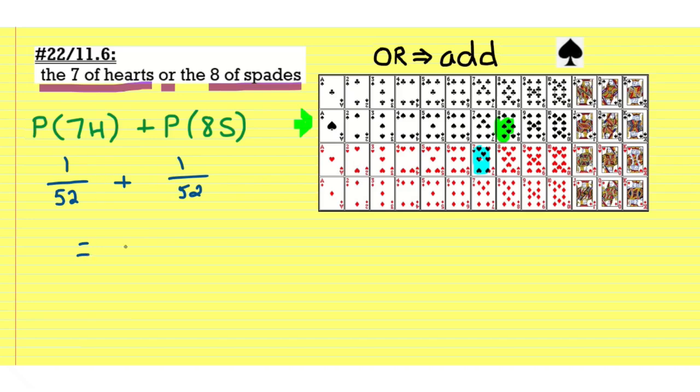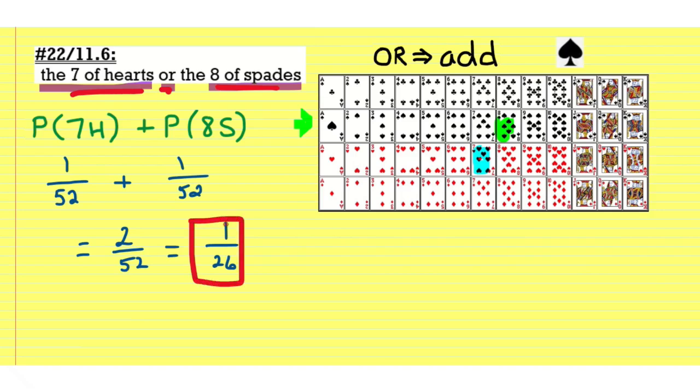I add those probabilities together. I get 2 out of 52. And that reduces to 1 out of 26. So the probability of drawing a 7 of hearts or an 8 of spades is 1 out of 26, or 1/26th probability.